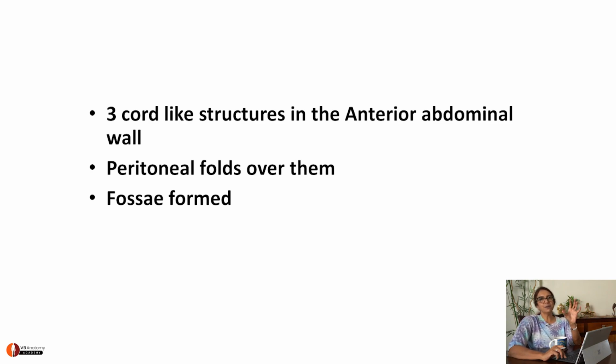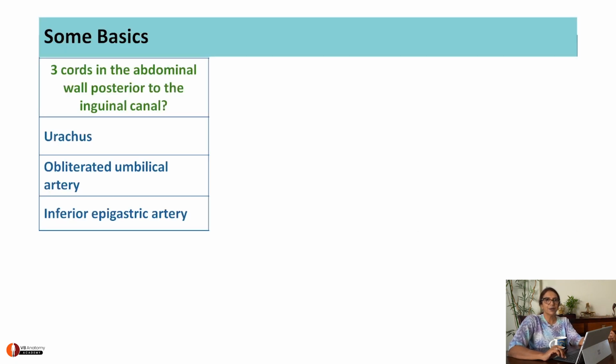So the next lot of MCQs: till now we solved MCQs on Hesselbach triangle related anatomy. Now, three cord-like structures in the anterior abdominal wall, peritoneal folds over them, and fossae formed. This is something all of you have avoided in college years because it's just so complicated. Let's try and make it easy and solve MCQs. Remember some basics. The posterior wall of the inguinal canal lies on the anterior abdominal wall. In this wall, you will find three cord-like structures, one medial and two lateral.